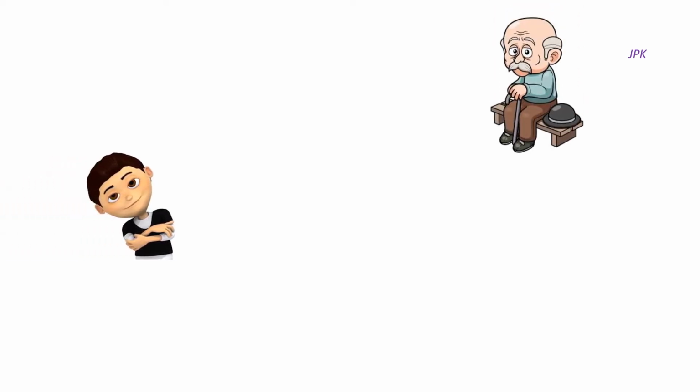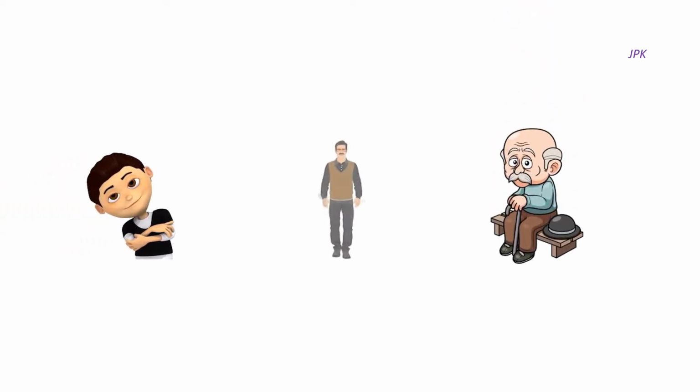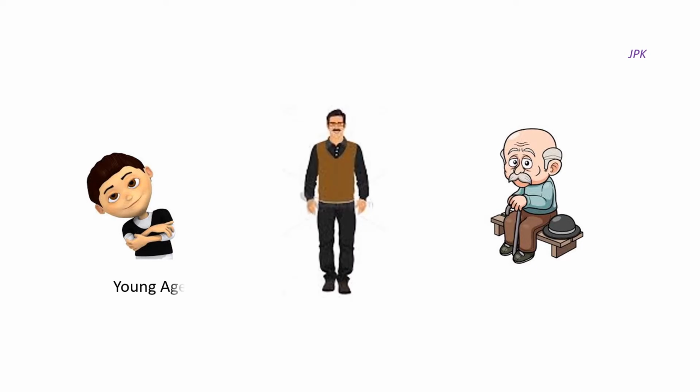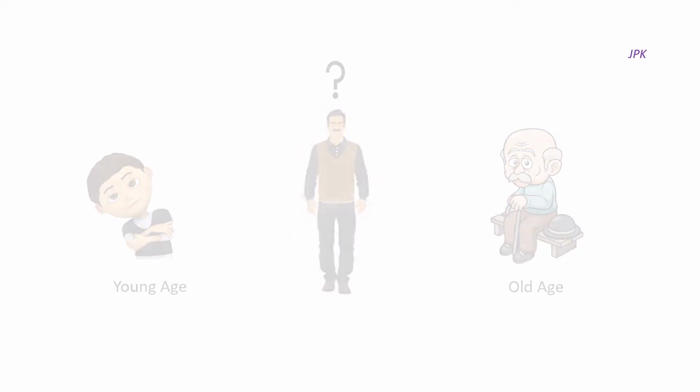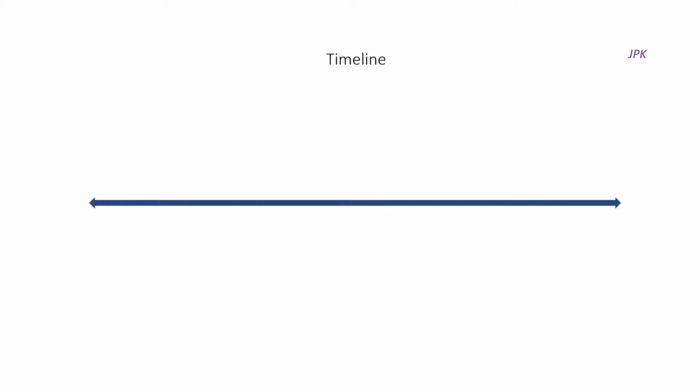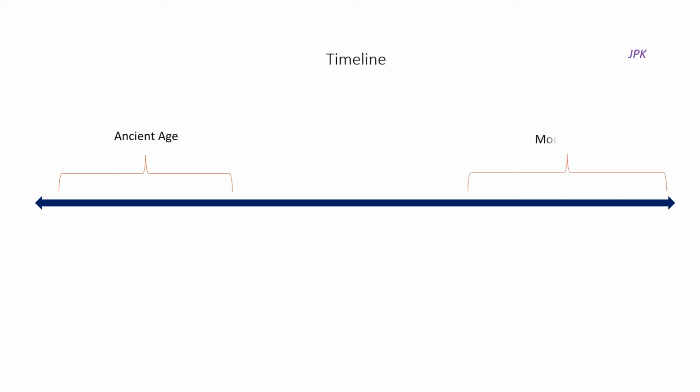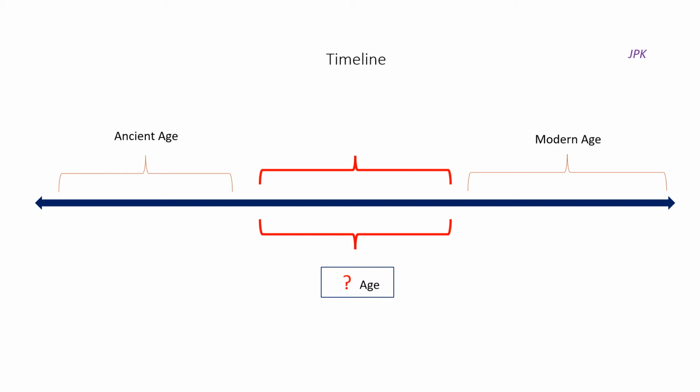Here is a kid. Another is an old man. How do we call the man in the middle? In a general timeline, a period of time is referred to as the ancient age and another as the modern age. If so, then how do we call the period in between those two periods of time?